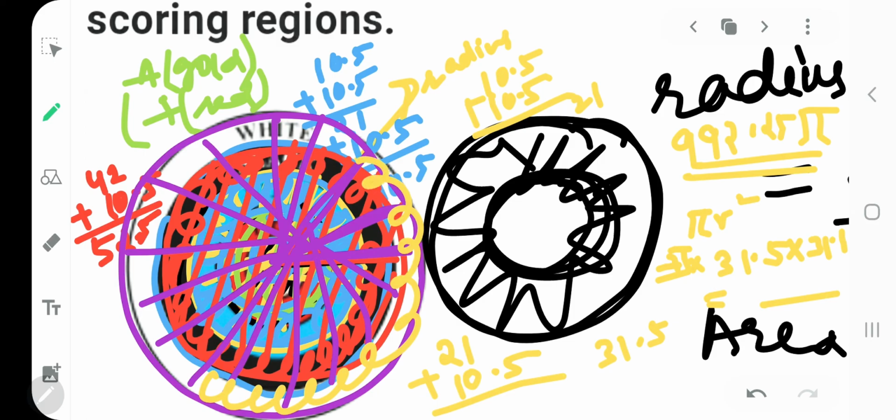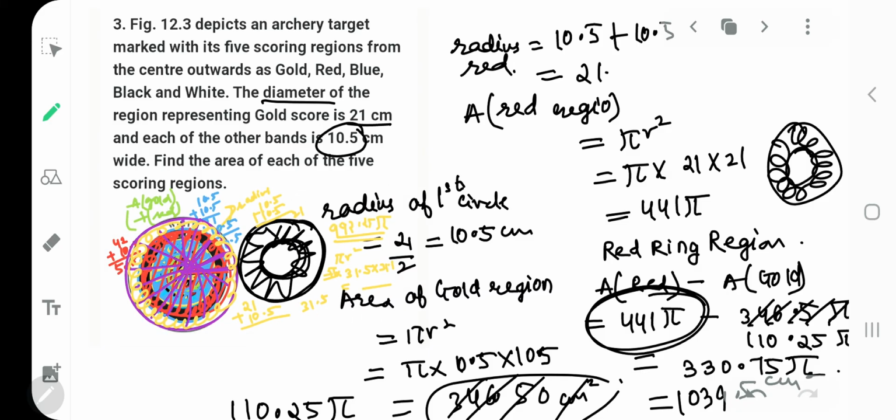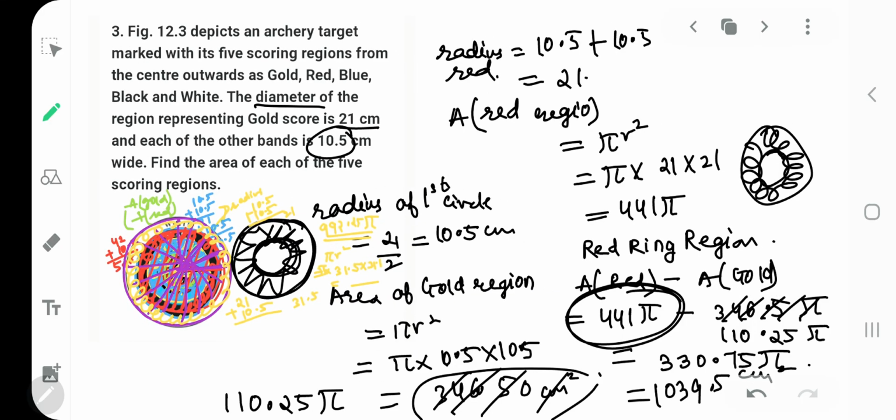So every time you have to find the area and subtract: whatever areas of the previous rings you have found, you have to add up and subtract from the bigger ring area, the bigger circle area. Got the concept clear? I hope you do it on your own, and if you still find any doubt, you can message me.